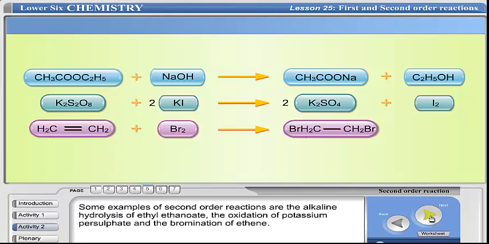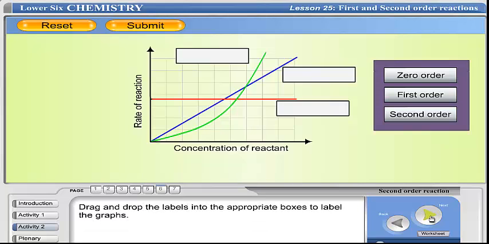Some examples of second-order reactions are the alkaline hydrolysis of ethyl ethanoate, the oxidation of potassium persulfate, and the bromination of ethene. Drag and drop the labels into the appropriate boxes to label the graphs.